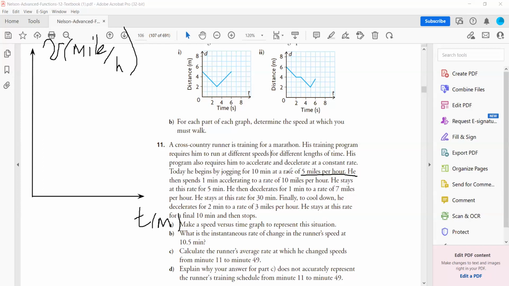Okay, today he begins by jogging 10 minutes at a rate of 5 miles per hour, and he's required to accelerate and decelerate at a constant rate. So for 10 minutes, he's running 5 miles per hour. Let's say 5 miles per hour would be this point, and 10 minutes would be this point. So for 10 minutes, from 0 minutes, he's running at a constant rate of 5 miles per hour.